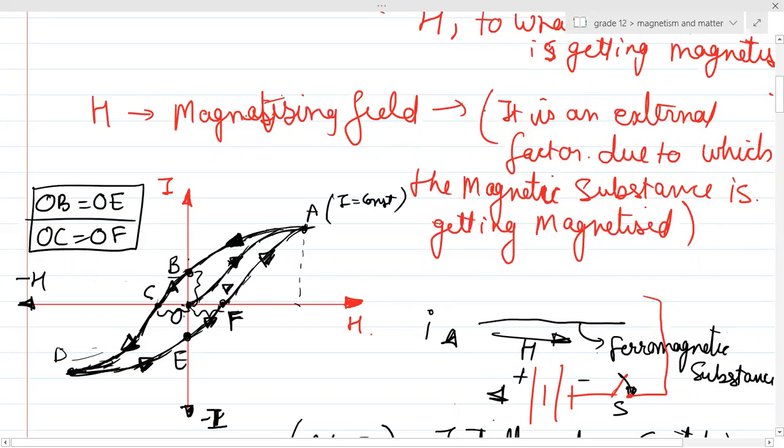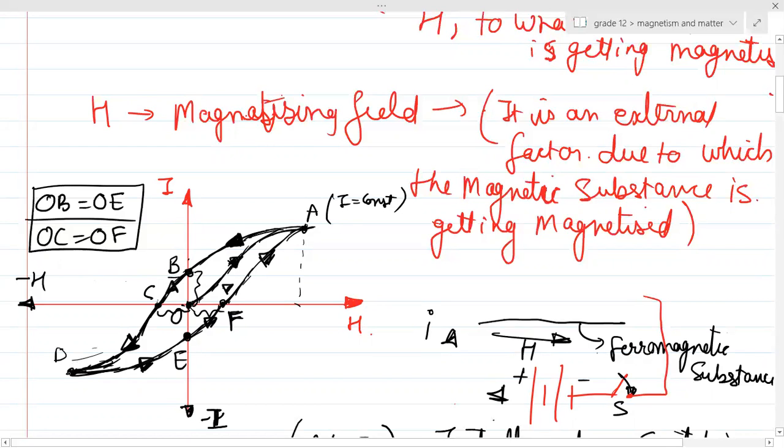When we change the direction of current, H became negative, and now this retained part of the magnetization started decreasing slowly, and it becomes 0 at point C. This OC part is basically called coercivity. Coercivity is that value of negative magnetizing field strength, or magnetizing field intensity, where the intensity of the magnetization becomes 0, or the material becomes completely demagnetized again. At point C, it started decreasing till it reaches a point D.